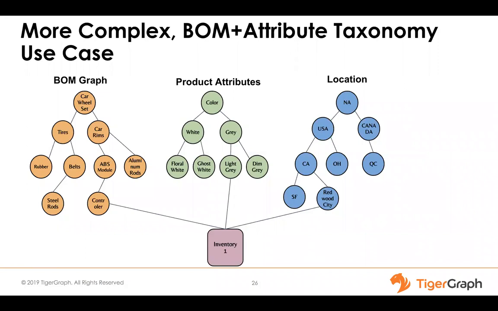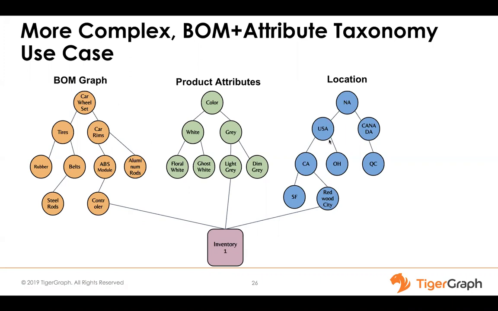And also, we can create a hierarchical structure for a BOM graph, for product attributes, or even for locations. And we can connect the inventory or the entity that has those attributes. For example, in this example, we have a BOM graph, we have product attributes, and we also have a location. So then with this structure, we can ask all kinds of questions.